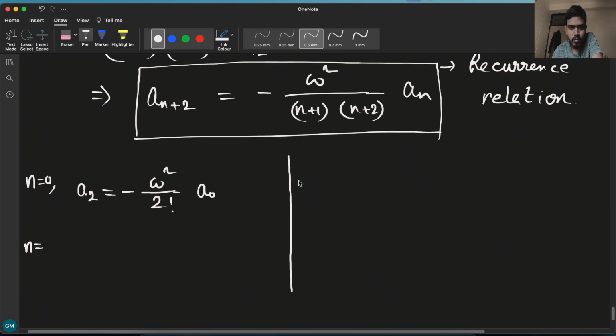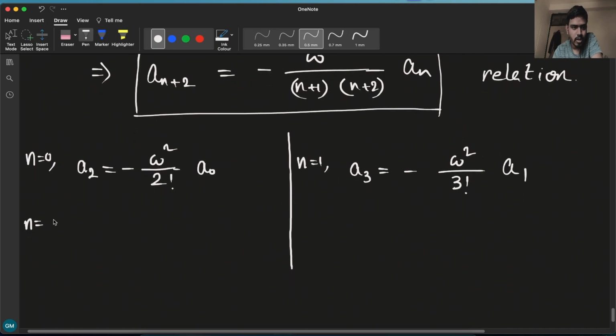Okay, let's put n equals 1. Then what will we get? We will get a3 equals minus omega square. No, n equals 1, so this term will be 2 and there it will be 3. So it will be 3 factorial, 3 times 2, times a1.